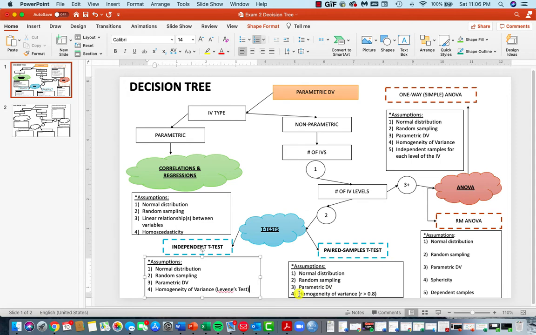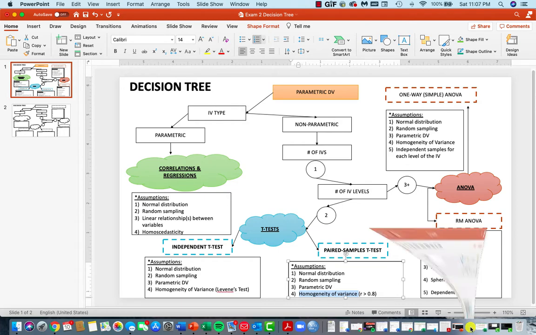So on a test, if you wrote homogeneity of variance, that's fine, as long as you indicate the distinction between paired and independent t-tests. For independent t-tests we measure homogeneity of variance with Levene's test, versus a paired samples t-test, where we evaluate using the correlation between the dependent variable measurements for the groups that we're investigating. So the decision tree is fairly straightforward for t-tests.